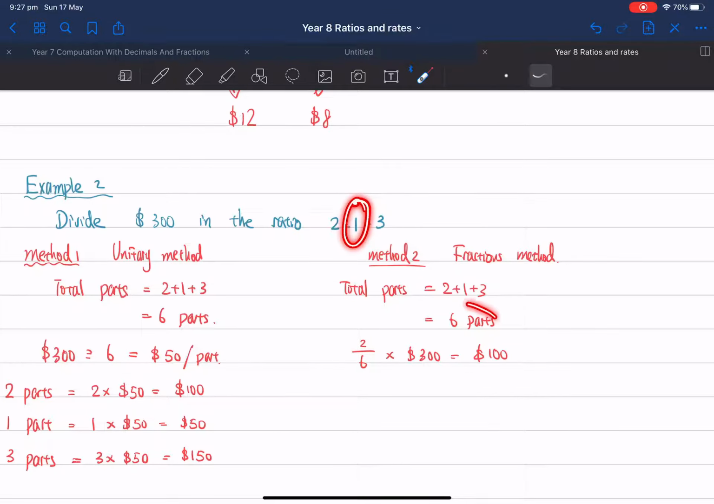You repeat the same steps over and over again. So now it would be 1 over 6 times 300, and that would be $50. And then the last one is 3 over 6 times 300, and that would be $150. Either way, it doesn't matter which way you like to do, they're both quite easy. It's really up to you which method you like to use. I actually prefer to use the unitary method, but again, it's really up to you.